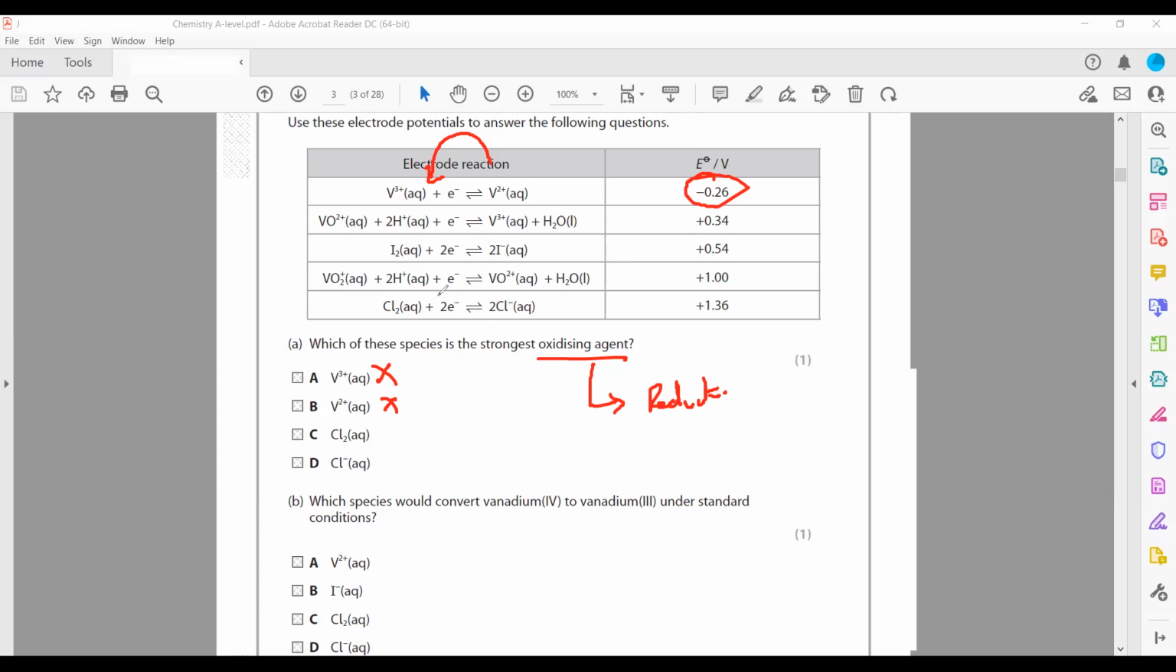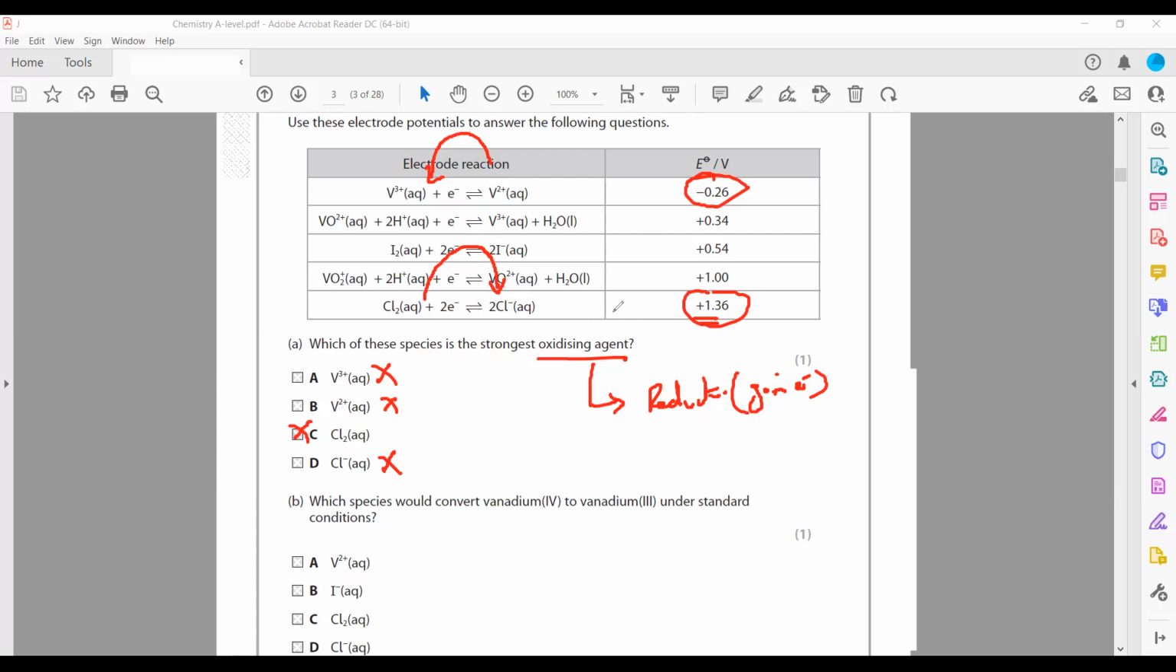For chlorine to gain electrons, the potential is 1.36. Chloride does not gain electrons. As you can see, the chlorine molecule turning into chloride has a voltage of +1.36, which means the reverse is less feasible. So chloride cannot lose electrons easily. For an oxidizing agent, reduction should happen, and reduction is a gain of electrons, so it should gain electrons. Chloride already has a negative charge, so it cannot gain electrons, it can only lose electrons. That's why C is the right answer.